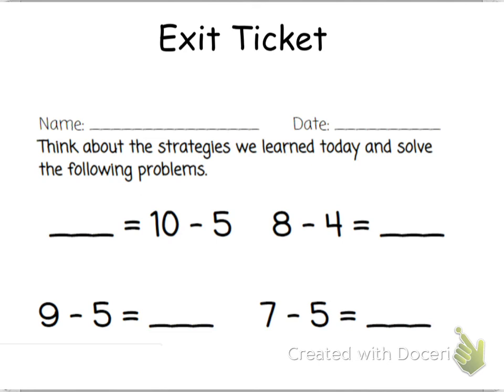Alrighty, guys. So now, let's look at this. We're going to go over the answers. 10 minus 5. Oh, that's 5. Remember, you can always have drawn pictures if you need to. 8 minus 4 equals 4. 9 minus 5 equals 4. 7 minus 5 equals 2.